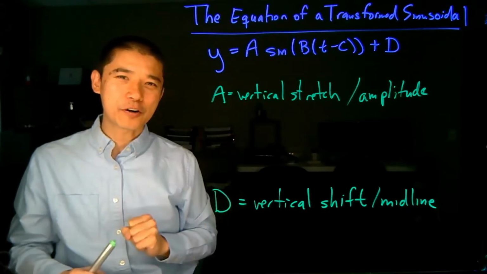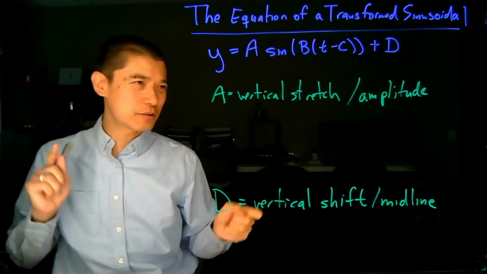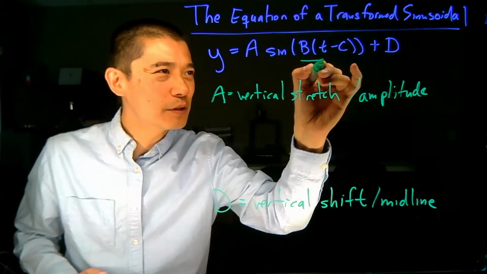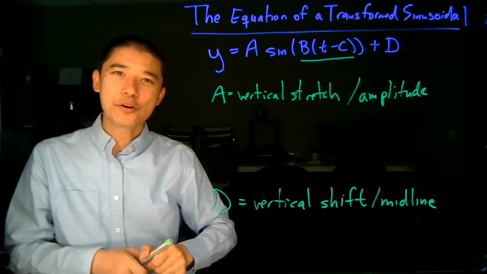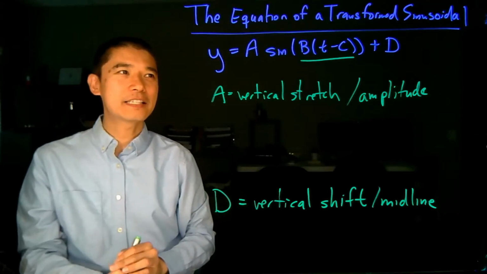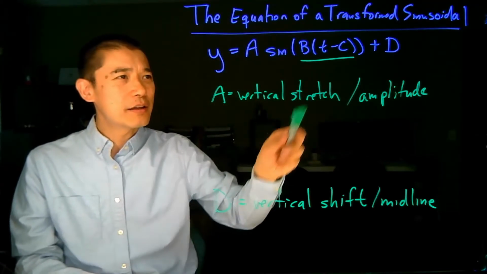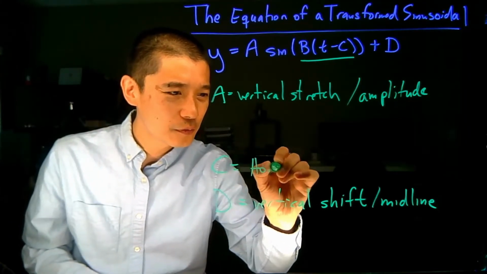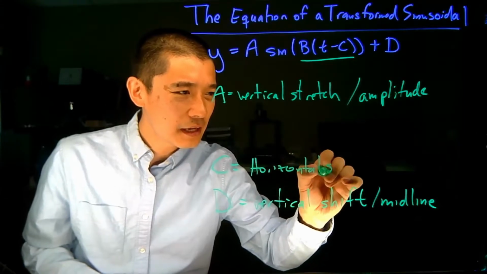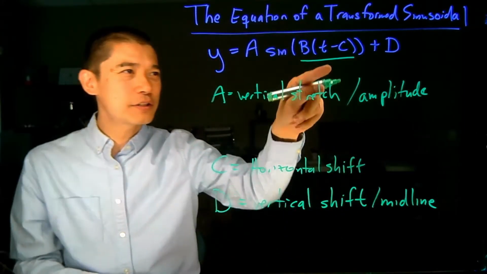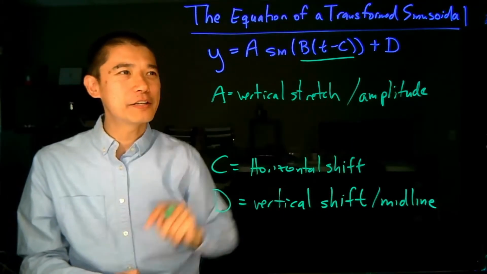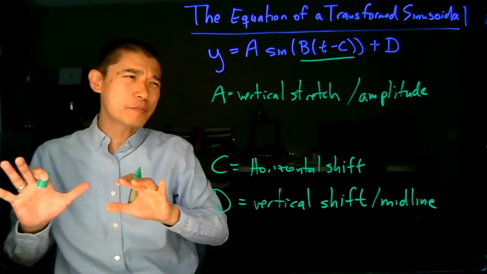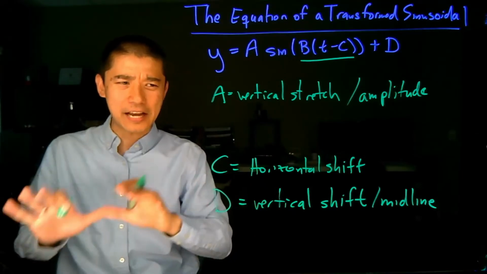The horizontal part is a little bit confusing because there are a lot of little bits and pieces to it. First thing is when you look at this right here, you'll notice that it's t minus c inside of parentheses. Now this c right here corresponds to a horizontal shift. And if you look around the internet, you'll actually find different equations for this. And in some situations, it corresponds to a horizontal shift, but not the exact amount.